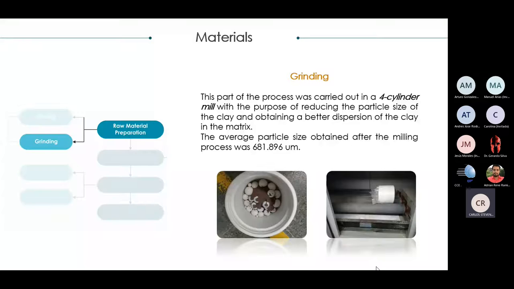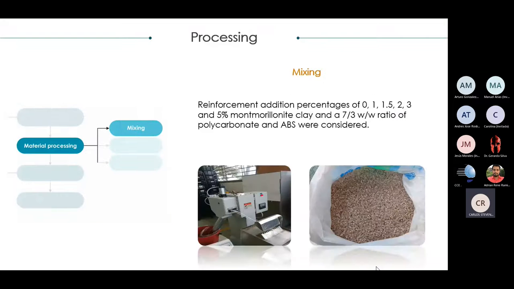You can see this is lower. It changed. It's quite important here for this mixture. Then here in the mixing, we have the first stage, the reinforcement addition percentage of 0% to 5% of monomeric clay and a 7/3 weight ratio of polycarbonate and ABS were considered. You can see here in the figure the machine, and here you can see the pellet. That's quite an important part of the mixture.